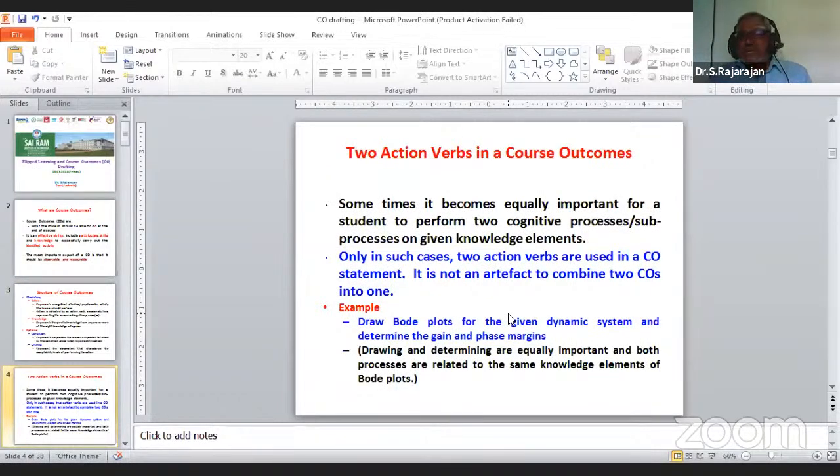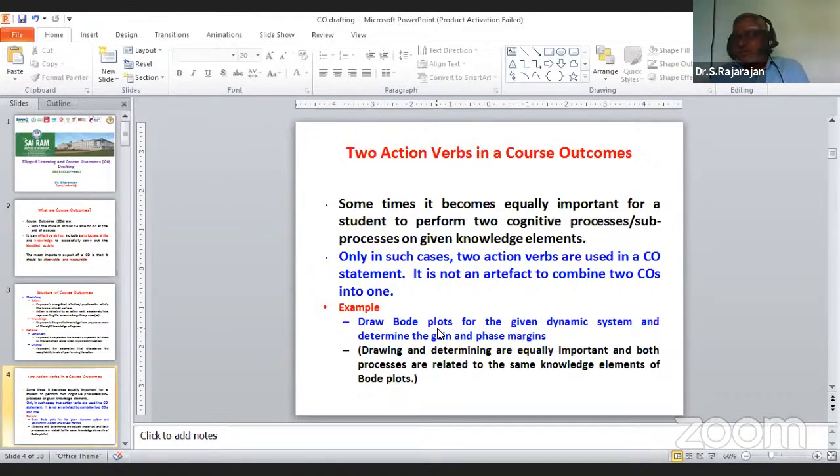In some cases, we can concatenate 2 action verbs also. For example, this is for control system: draw Bode plots for the given dynamic system and determine the gain and phase margins. So in this, there are 2 action verbs, one is draw, another is determine.